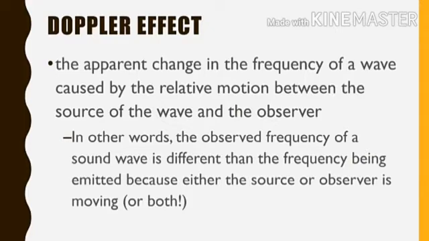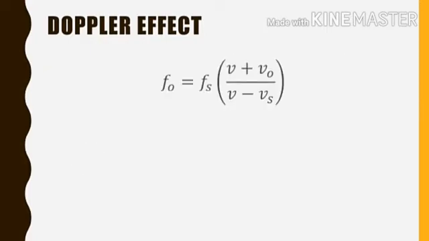The apparent change in frequency of sound caused by the relative motion between the source and the observer is the Doppler effect. It can be said in other words, either the source or listener is moving or both are moving. The observed frequency of sound is different from the frequency emitted by the source.